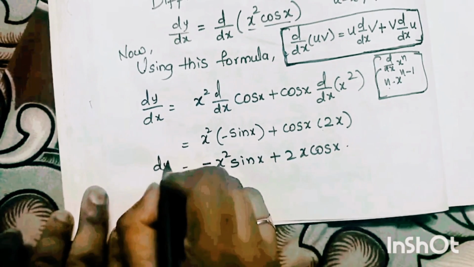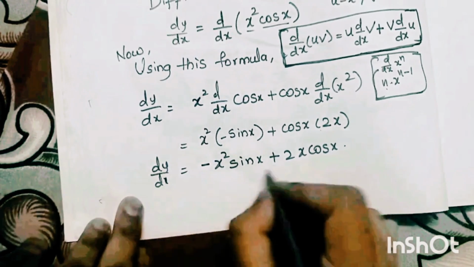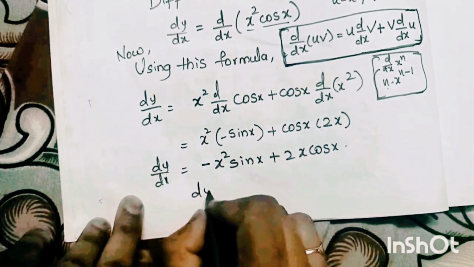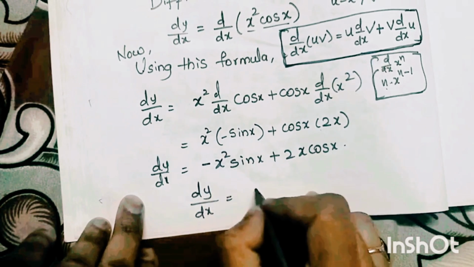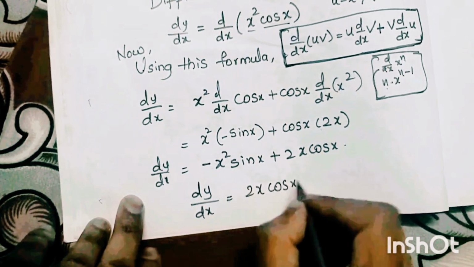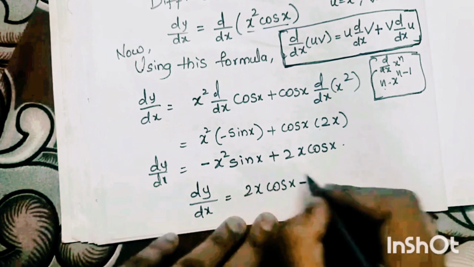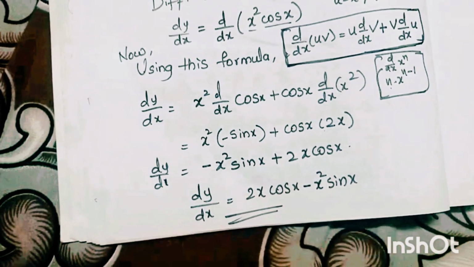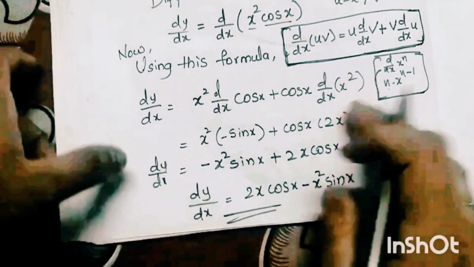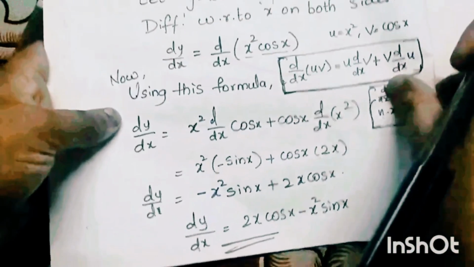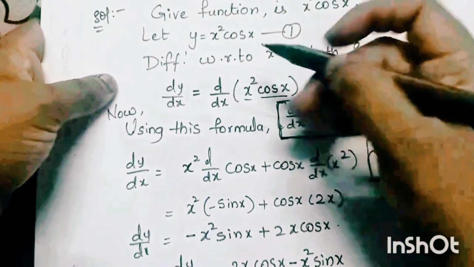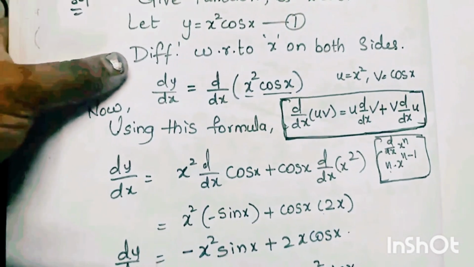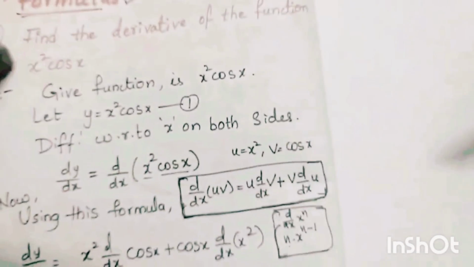Now for dy by dx we rearrange the terms. We get dy by dx equal to 2x cos x, I am writing the positive term first, then the next term x square sin x. This is the way we find the differentiation of the given function. Like this we have to solve. This is a very important problem children. This will come as a 4 marks question or 2 marks question.